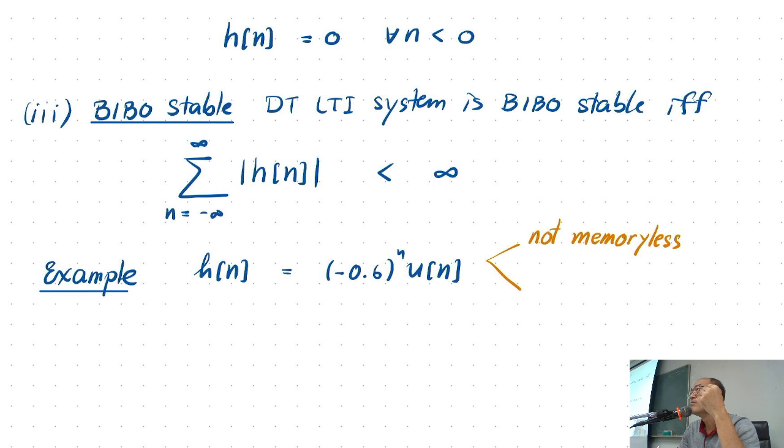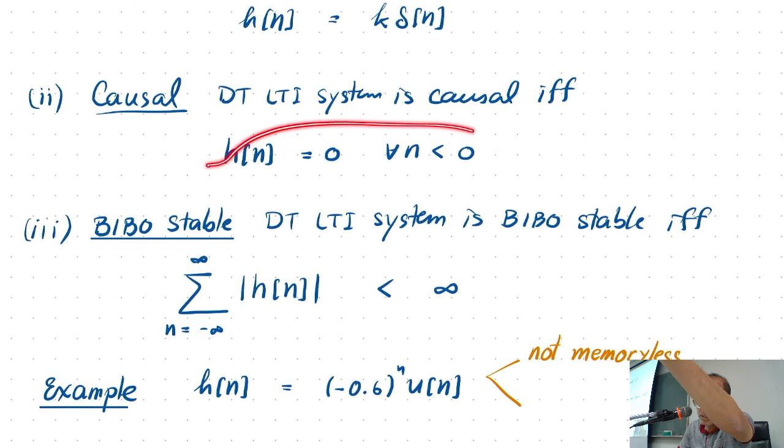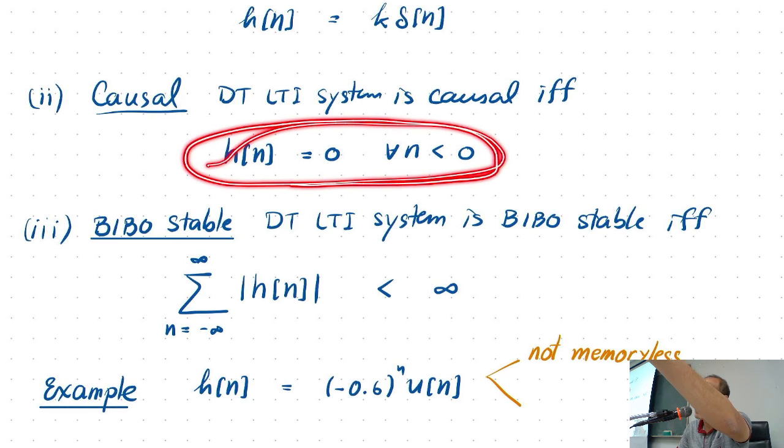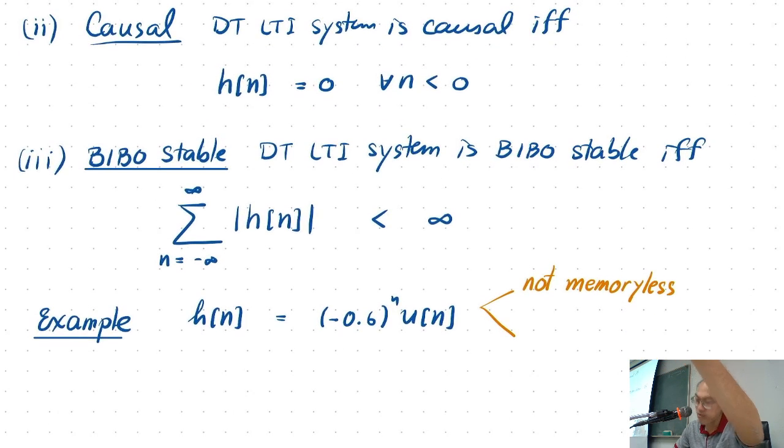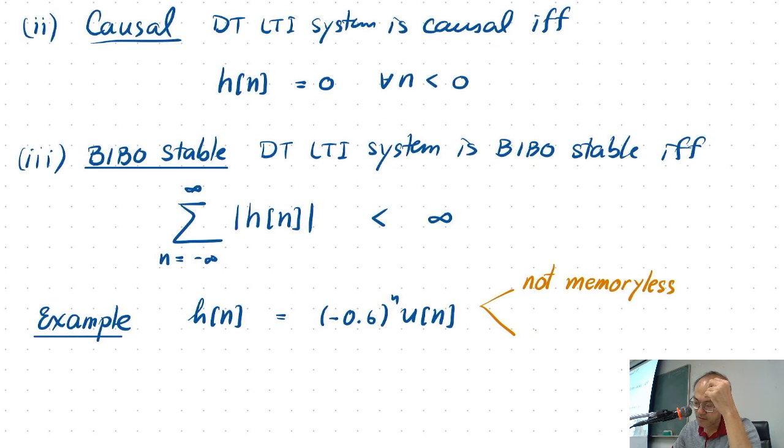Is it causal? It is causal. Now, why? How do I know it's causal? Because of the u here. The presence of the u here tells us that h[n] starts from zero. h[n] doesn't start from negative values of n. So because h[n] starts from zero, this condition here is satisfied. So it is causal.